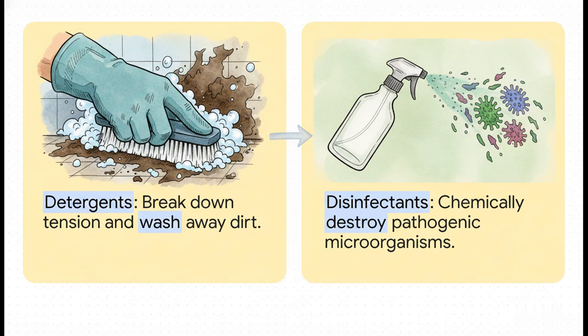Disinfectants, however, utilize aggressive antimicrobial agents like sodium hypochlorite, which is your standard bleach, or quaternary ammonium compounds, commonly known as quats, to chemically destroy and deactivate pathogens. To achieve true professional-grade hygiene, these must be used in a highly specific sequence. You clean first with a detergent to remove the physical barrier of dirt, and only then do you apply your disinfectant to terminate the exposed pathogens.